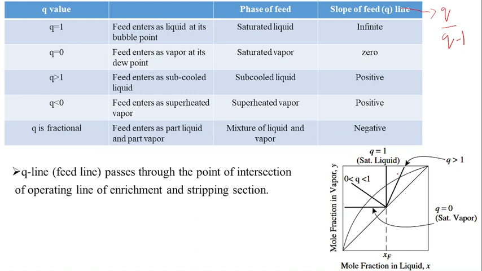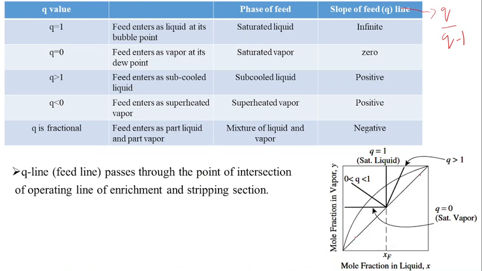Here we can see how the Q line varies depending on the feed quality, the phase of the feed. So if Q equal to 0, the Q line will be a horizontal line. If Q equal to 1, it will be a vertical line. It should also be noted that the Q line passes through the intersection of the operating lines of the enrichment and stripping sections.